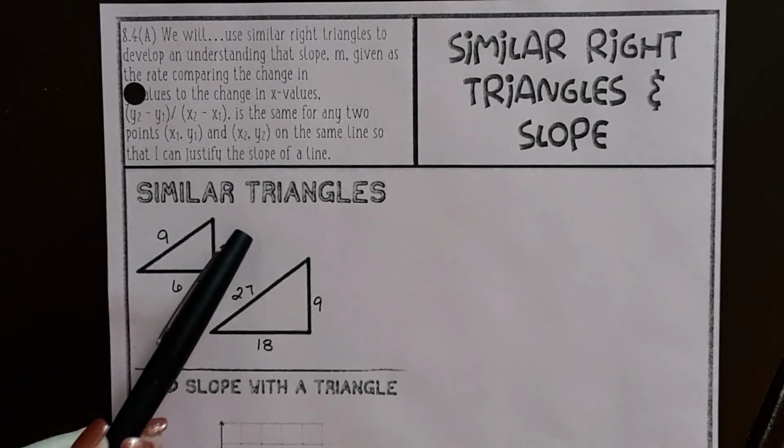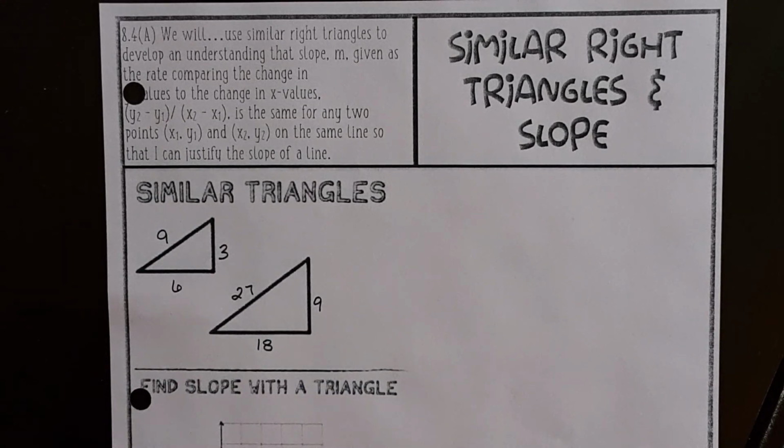On this first triangle, we have 3, 6, and 9. On the second triangle, we have 9, 18, and 27. Go ahead and take the time to write that on your anchor chart.